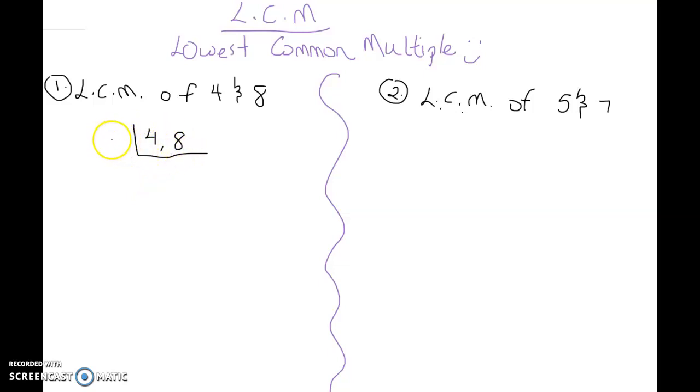So the smallest number that can go into 4 and 8 is 2. 2 can go into 4 2 times, 2 can go into 8 4 times. Now we need that 1, 1. So let's go again one more time. Smallest number that can go into 2 and 4, 2 once again. 2 into 2, 1, 2 into 4, 2. Now we have that 1 here.